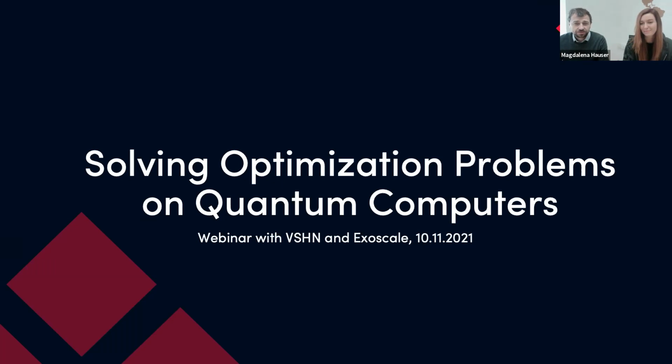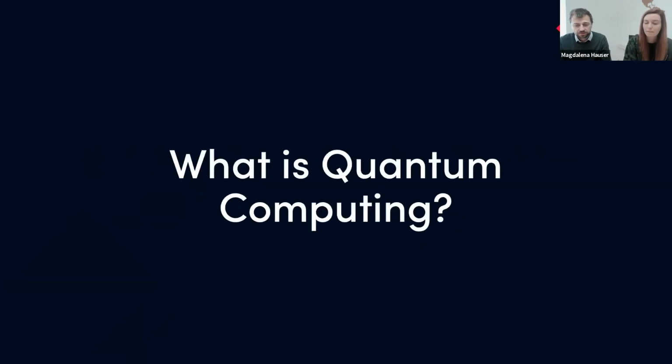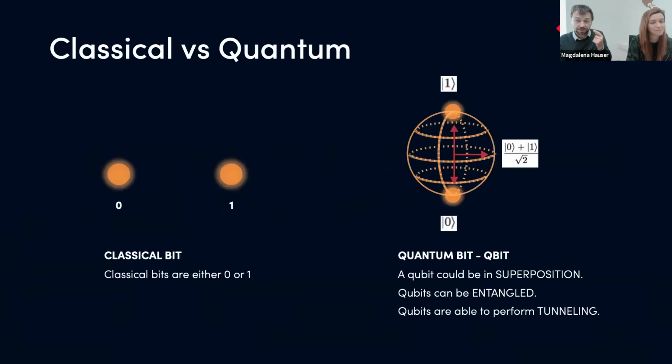So today we want to speak about solving optimization problems on quantum computers. We want to motivate why this is important, why this will change the future, why now is the time to actually try it out. And we will show how to do this with our solution. So let's start with a very brief introduction on what is quantum computing, and a little bit what are the options that we have at the moment and what the status quo is.